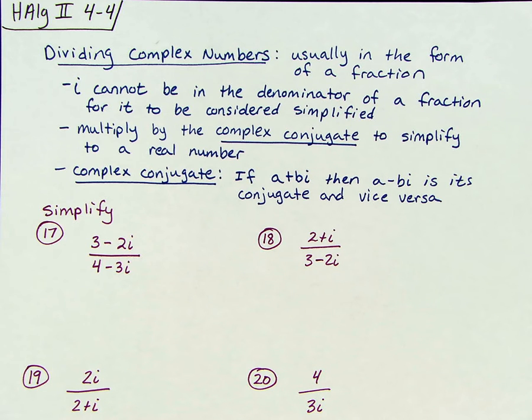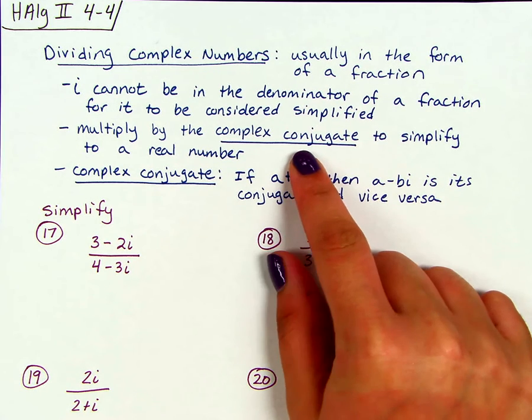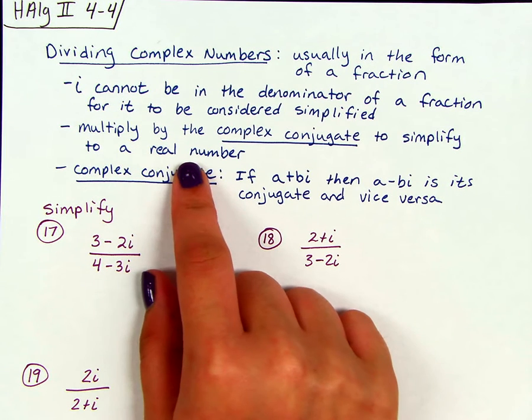All right, so the next thing we're going to talk about is dividing complex numbers. So these are usually going to be in the form of a fraction. And remember, I cannot be in the denominator of a fraction for it to be considered simplified because it represents a radical. And we don't like radicals to be in the denominator of a fraction, along with negatives or other fractions. So if we have a fraction with an I in the denominator, we are going to multiply by the complex conjugate to simplify to a real number.